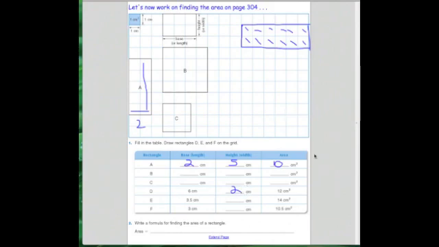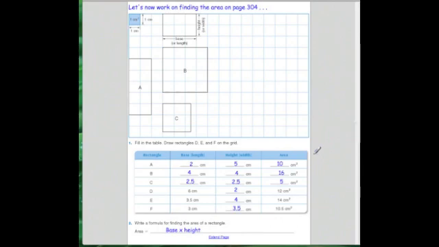Go ahead and pause now and finish this worksheet. When you've completed this, come back to the video to check your answers. Here are your answers for page 304. If you have any questions, please raise your hand. And hopefully on number 2 you guys figured out that the formula of area is base times height.